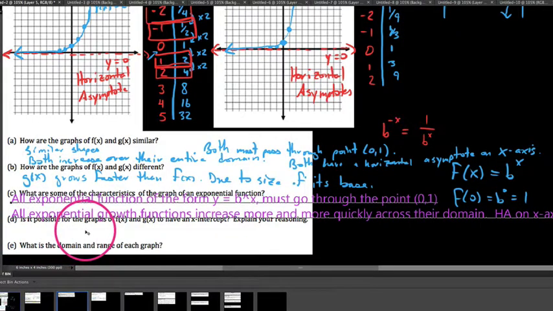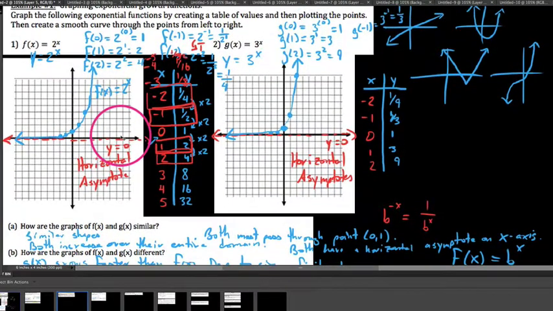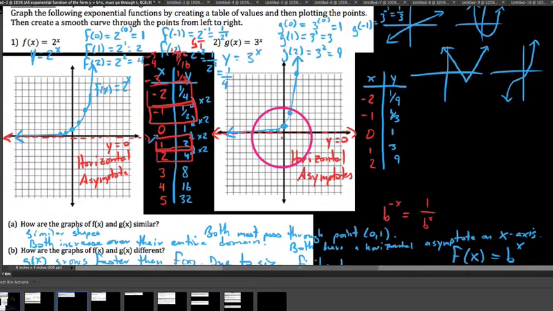It says, is it possible for the graphs of f of x and g of x to have an x-intercept, and explain our reasoning? Now, when we talk about an x-intercept, we're saying, is there any x value at which our graph would be on the x-axis? In other words, at a height of 0. And so one thing that I'd like to argue through here is this. If we were on the x-axis, we would be at a height of 0.